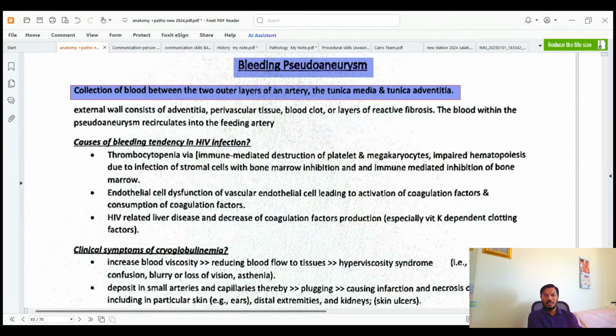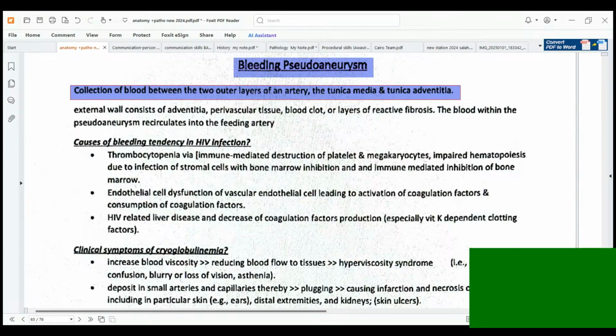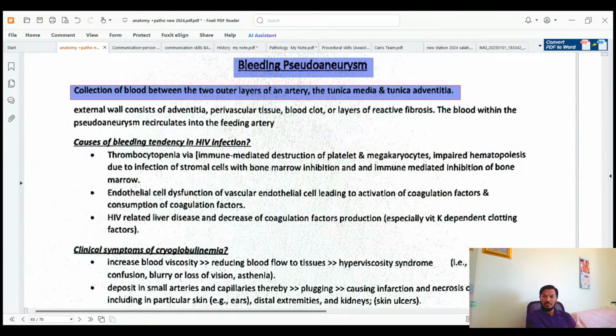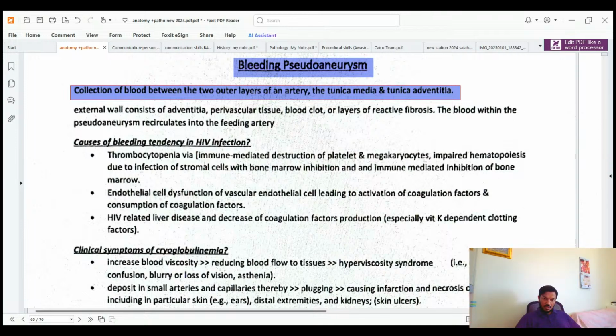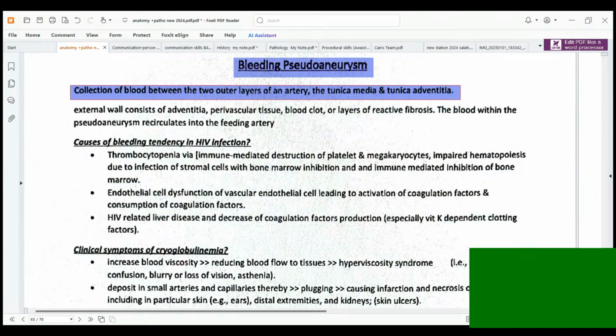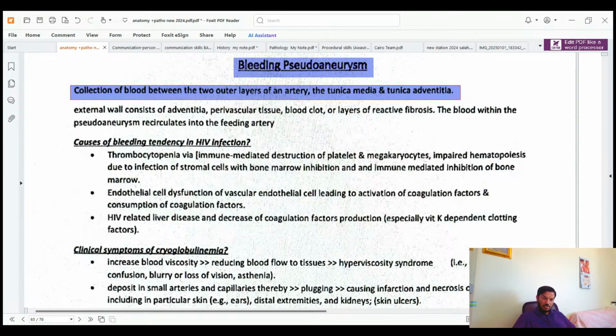The blood within the pseudoaneurysm recirculates into the artery. Causes of bleeding tendency: thrombocytopenia via immune-mediated destruction of platelets, also due to endothelial cell dysfunction and HIV-related liver disease, and decreased production of hormonal factors.